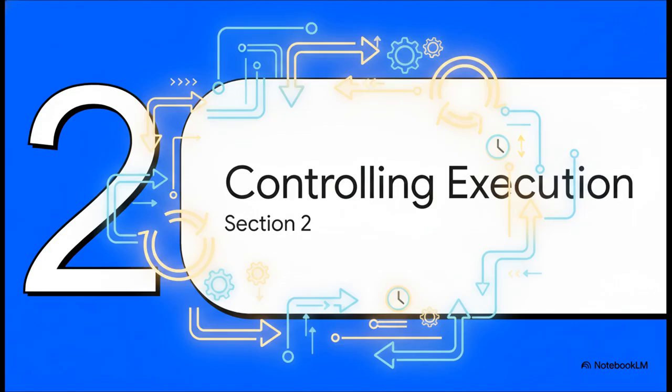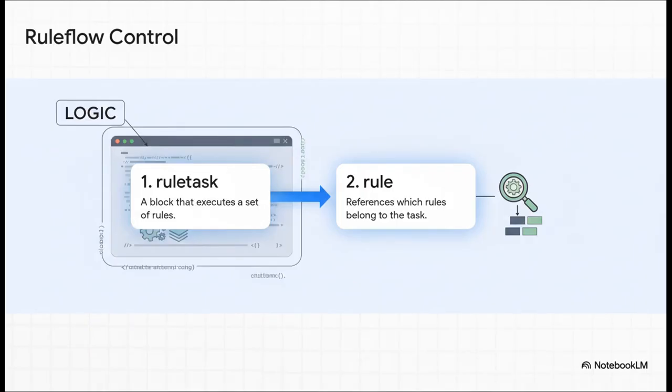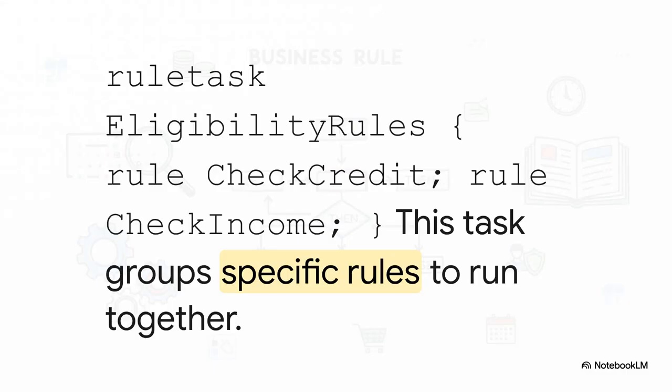Managing the flow. In a rule flow, you don't just unleash all your rules at once. That would be chaos. You organize them into logical steps. A rule task is basically a block that holds a specific set of rules you want to execute together. Then, the rule keyword, when you use it inside that block, tells the engine exactly which rules are part of that specific task. And here's what that looks like.